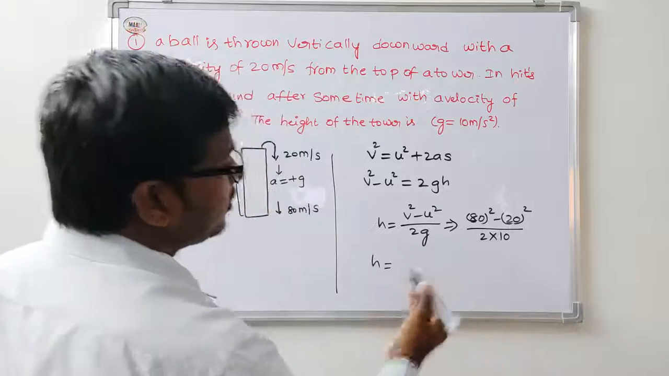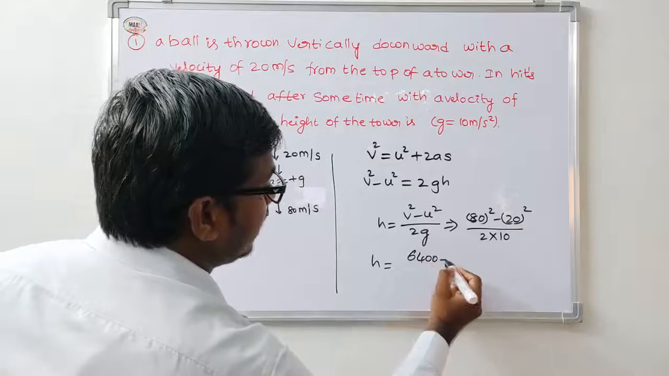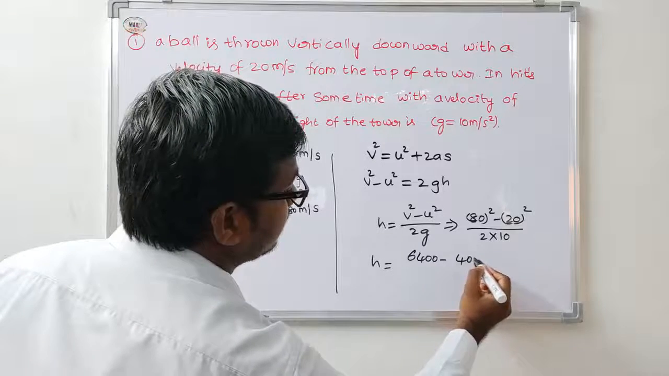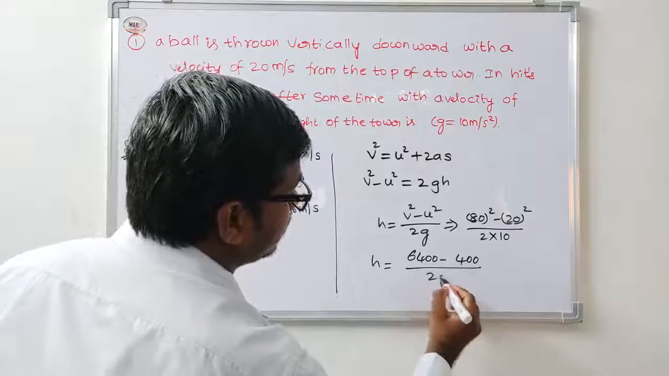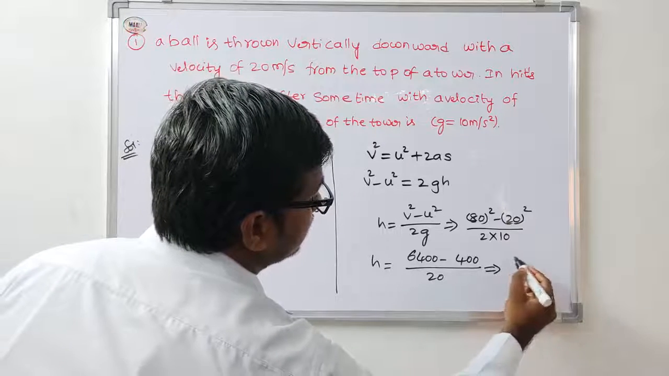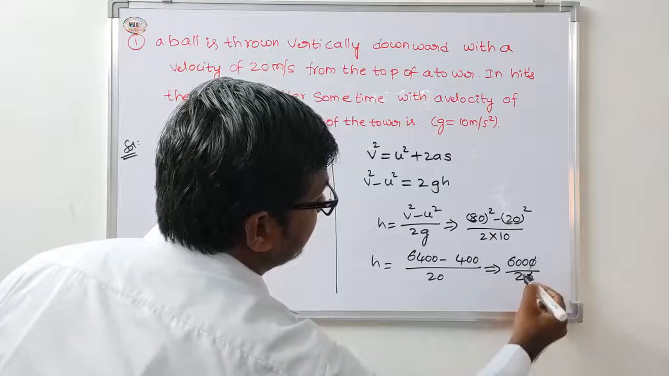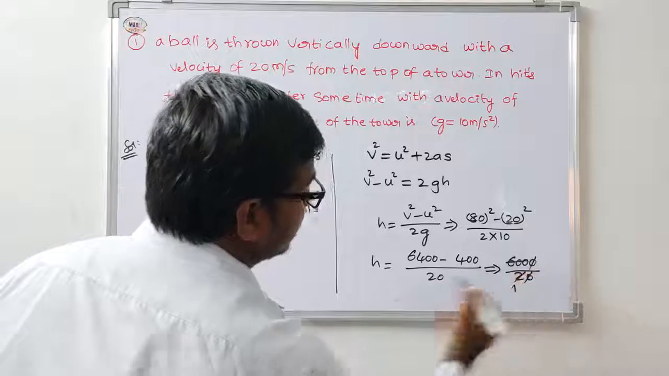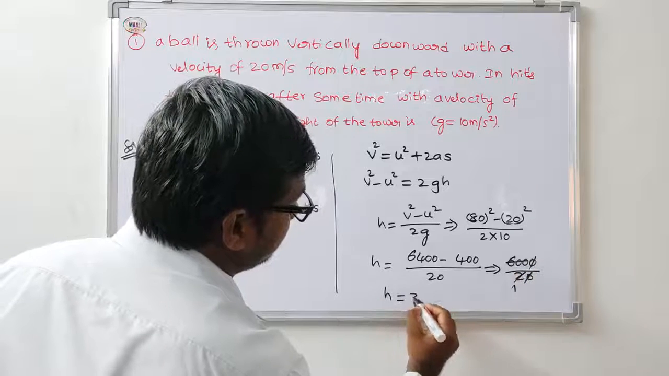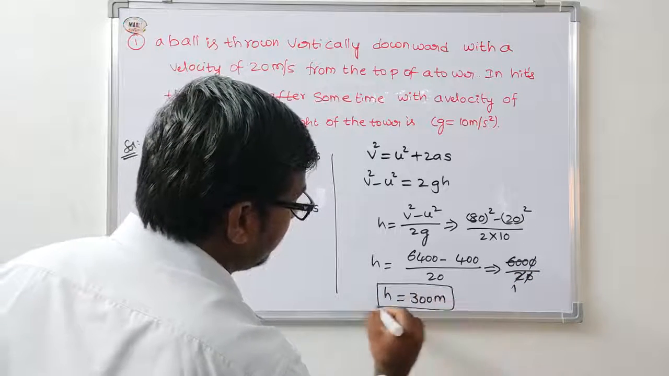h is equal to 80 whole square, 6400, minus 20 square, 400, by 20, that is equal to 6000 by 20. Zeros cancel, remaining 600 by 2. 2 ones are 2, 2 threes are 6, so 300 meter. It's very simple and very important.